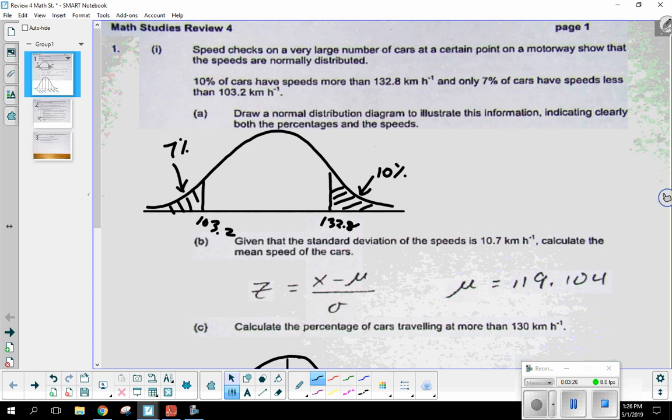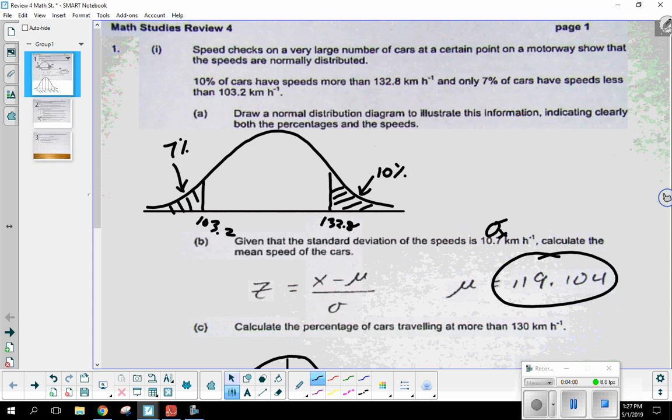I did want to work this problem, even though B was here. It says, given that the standard deviation of the speeds is 10.7. Remember that's the standard deviation, so we use that symbol. Calculate the mean speed of the cars, so there's mu, that little symbol we've been using for that. In order to do this, you would have to use what's called z-values and use a table. That's not currently part of IB, so don't worry about that. You will not be asked to find z-values. That's why I worked the problem for you. We know that the mean is going to be 119.104.